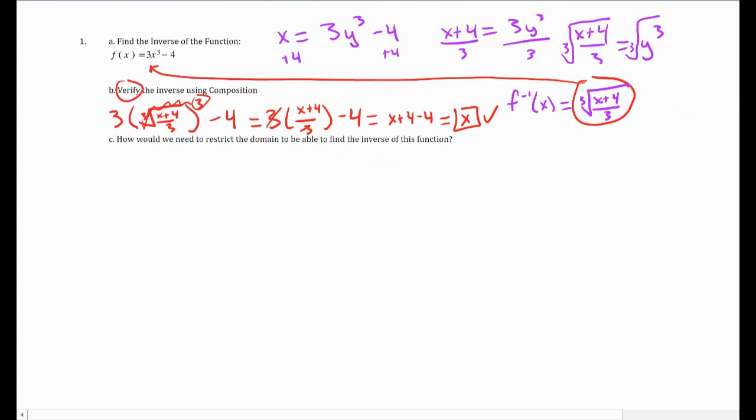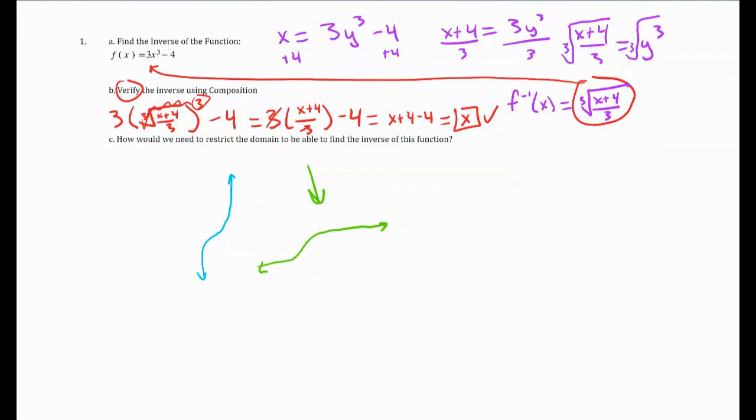Last one, how would you need to restrict the domain to be able to find the inverse? Well, in cube root functions, or cubic functions, when we take the inverse, when we look at the graph here, if we were to take the inverse, the graph then becomes this kind of S shape here. This is still a function. This green one, or the inverse, is still a function, which means we do not have to restrict the domain when we are taking the inverse of a cube root function.